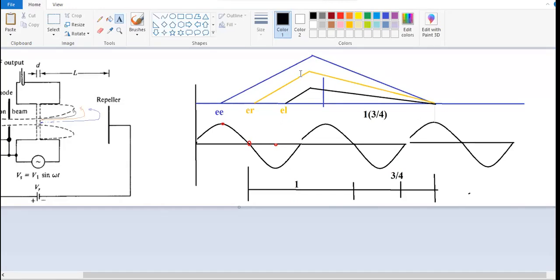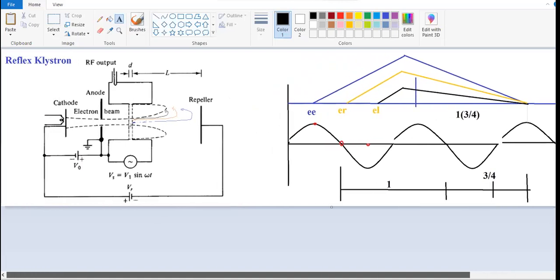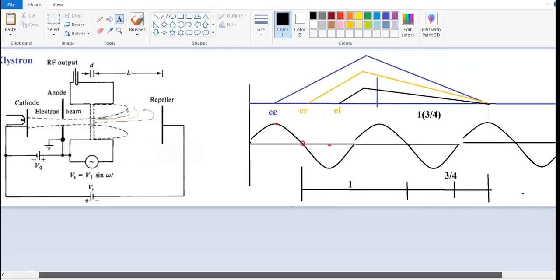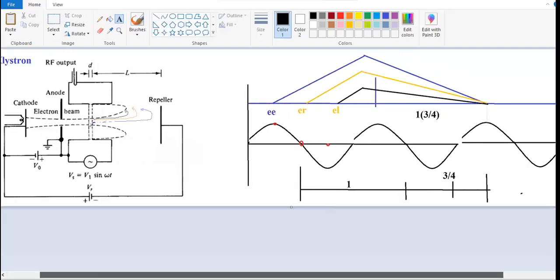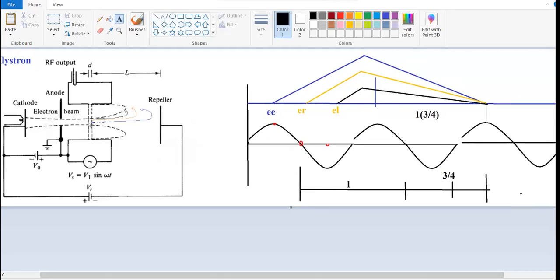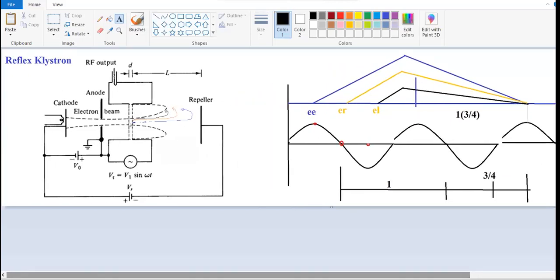So this is about the reflex electron. This is the diagram for the reflex electron. So if there is any doubt, you can ask. Otherwise, this topic is over. Anything else? Is there any doubt in this reflex electron? Okay. So now we will stop here.